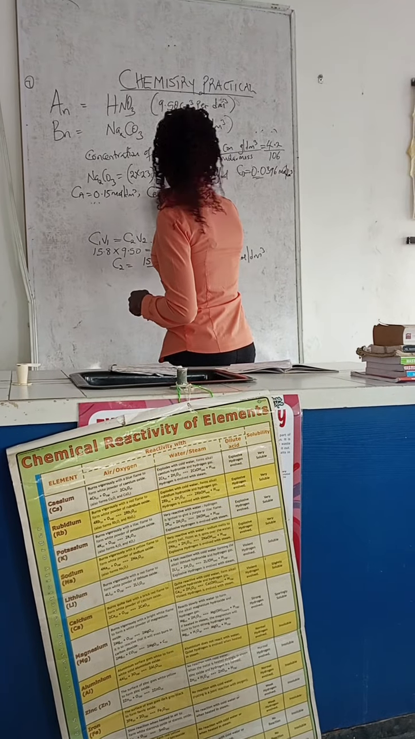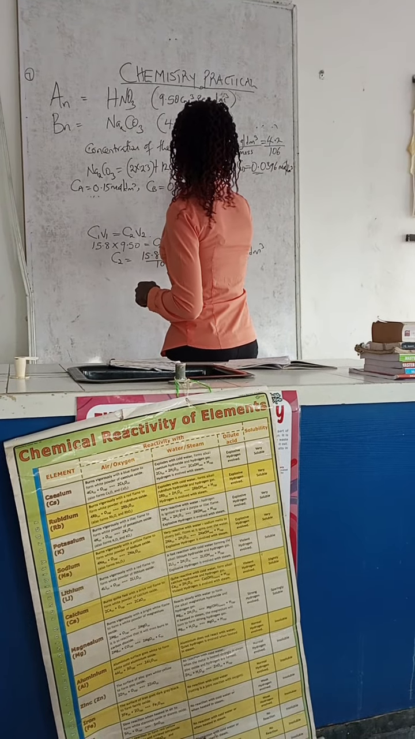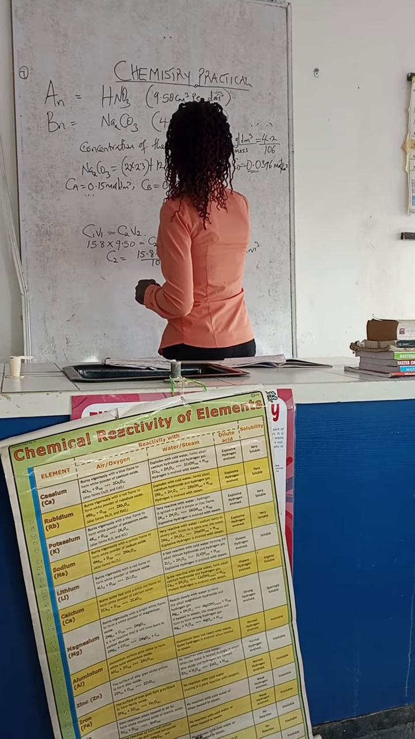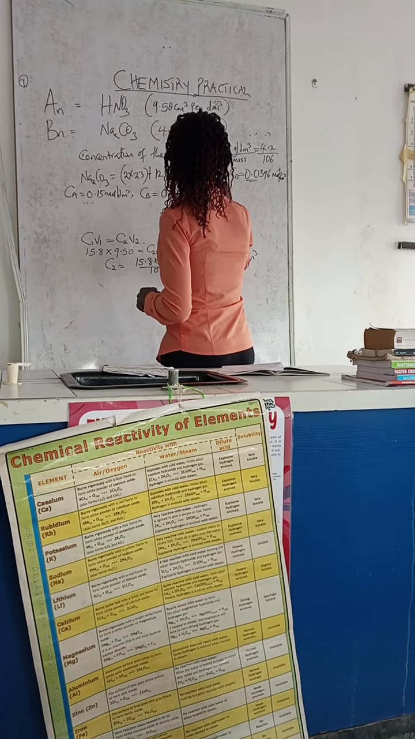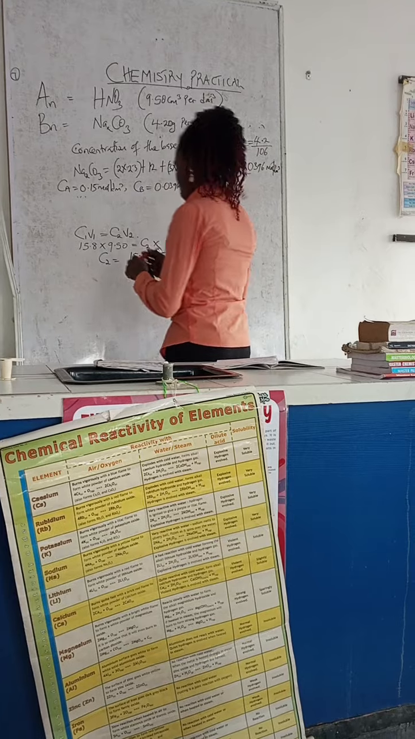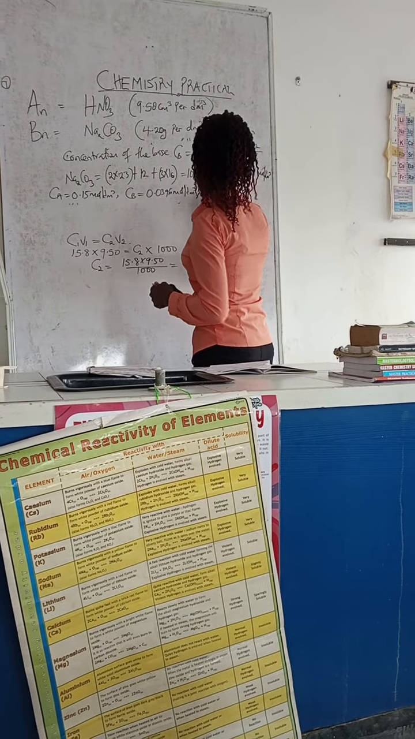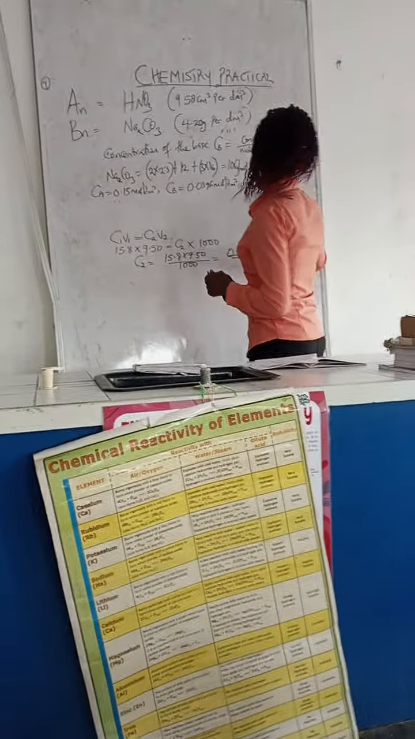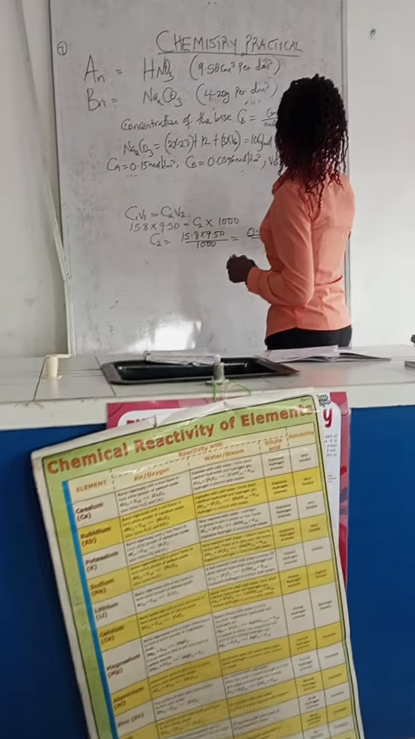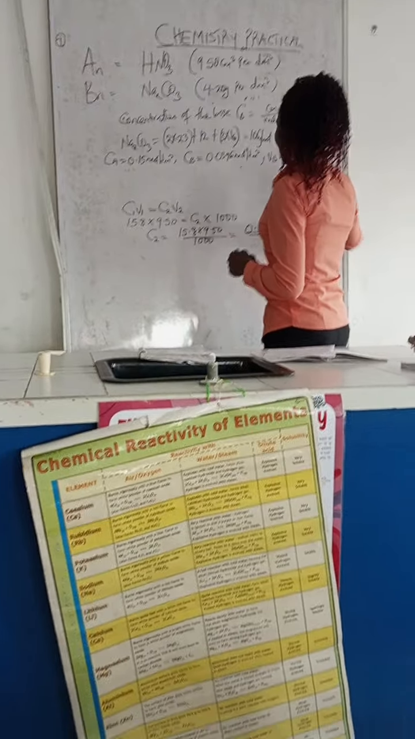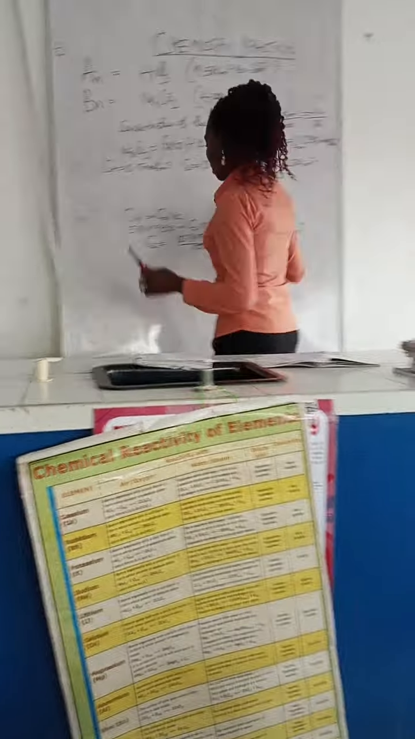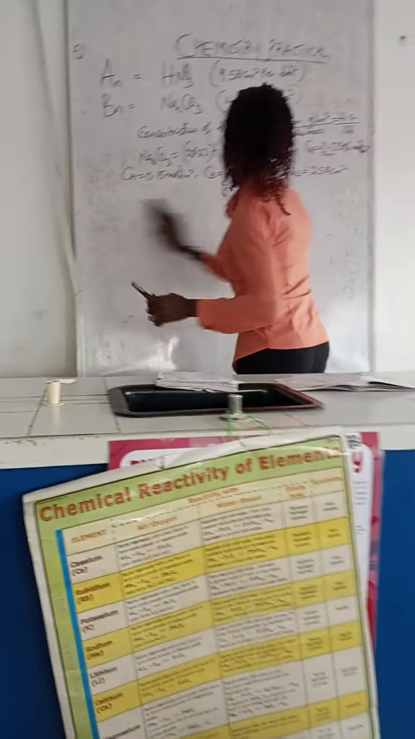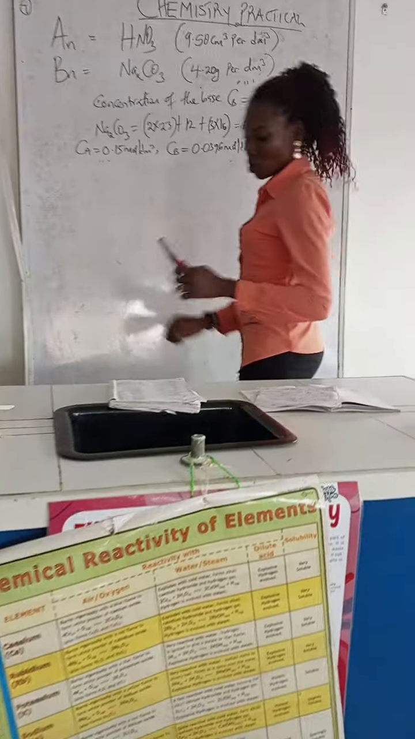Our Cb is going to be 0.0396 mole per dm cube, and our Vb is always the volume of the pipette, which is 25.0 cm cube. Then the number of moles of the acid and base, we get that from the equation.